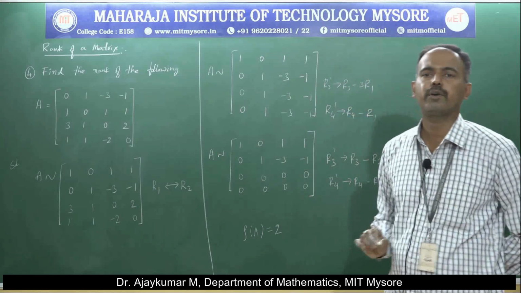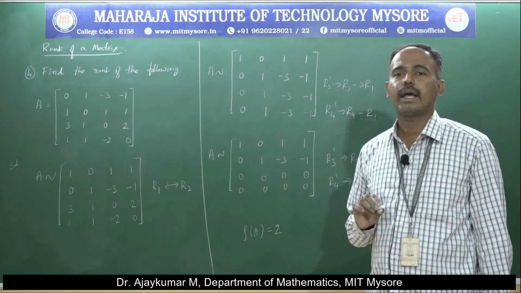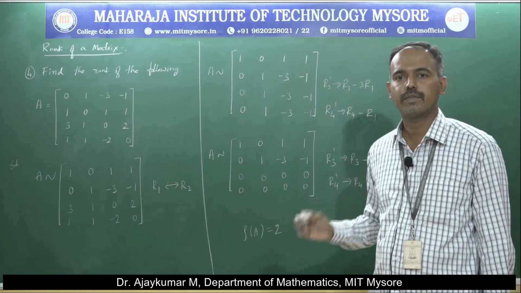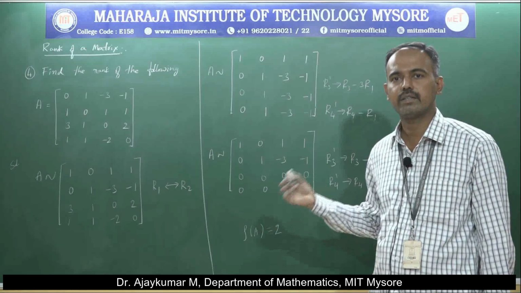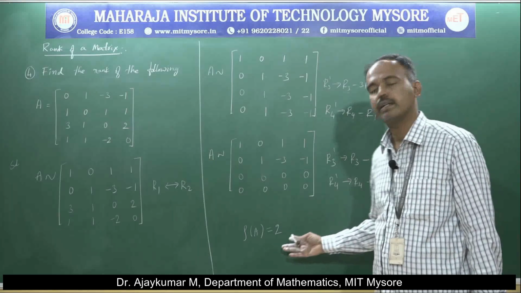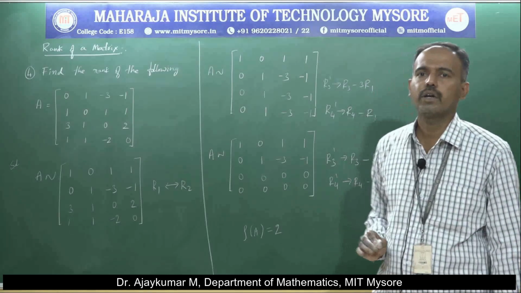One important observation here is that to find the rank of the matrix, we can use the echelon form of the matrix, or otherwise the row reduced echelon form of a matrix. With that we can find the rank of the matrix. That will be the important thing here. Is it clear to all of you?